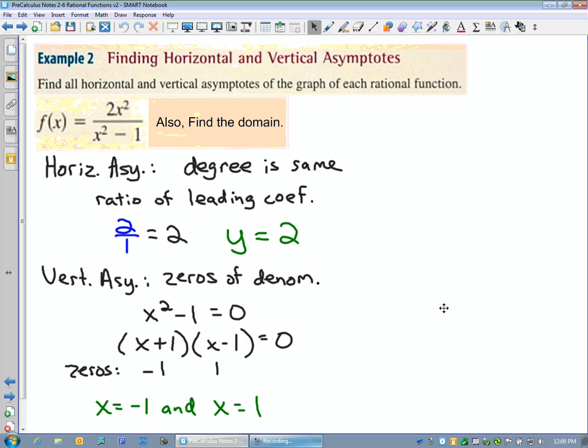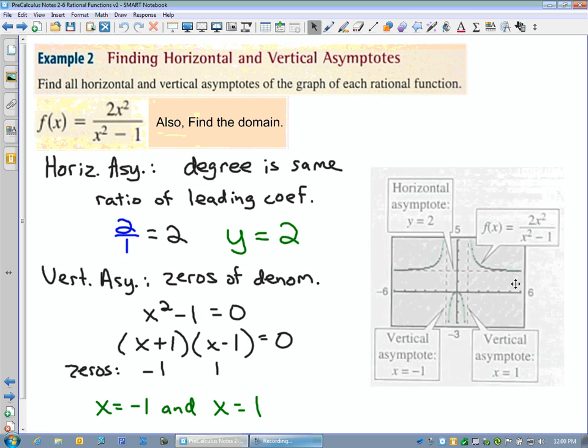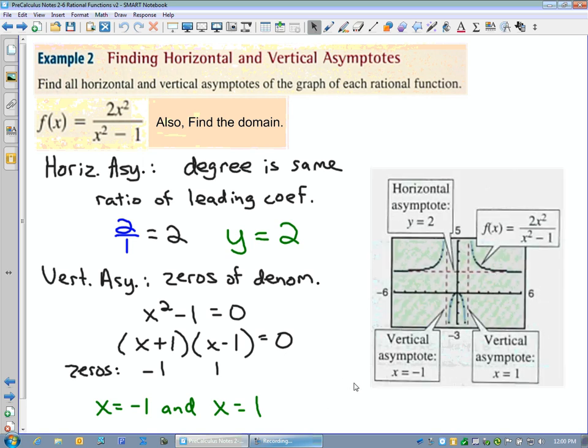And if you look at the graph, we'll just look at the book's version of the graph. Notice when you see a computer-generated graph, you don't see the arrows on the graph, but when you do it by hand, you should put the arrows on to show that the graph does continue in that direction. So that would be the graph, which supports the fact that y equals 2 is our horizontal asymptote, and then we have two vertical asymptotes at x equals -1 and x equals positive 1.